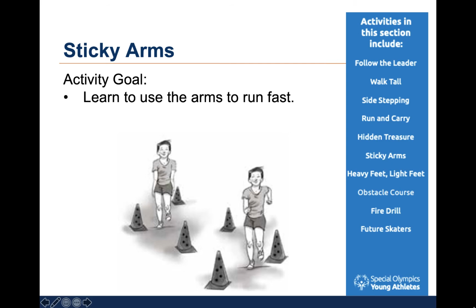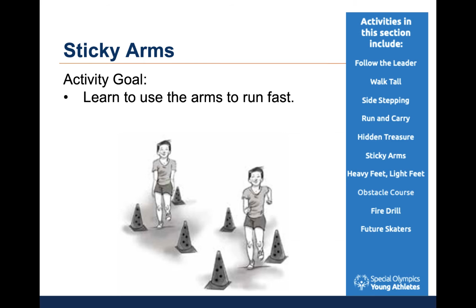The sixth activity is called sticky arms. For this activity, a zigzag course is created with cones, floor markers, tape, or rope. The children are timed as they run through the course 2 times. The first time, the children have to run through the course with their arms glued to their sides. The second time, the children will run through the course with their elbows bent and arms swinging.